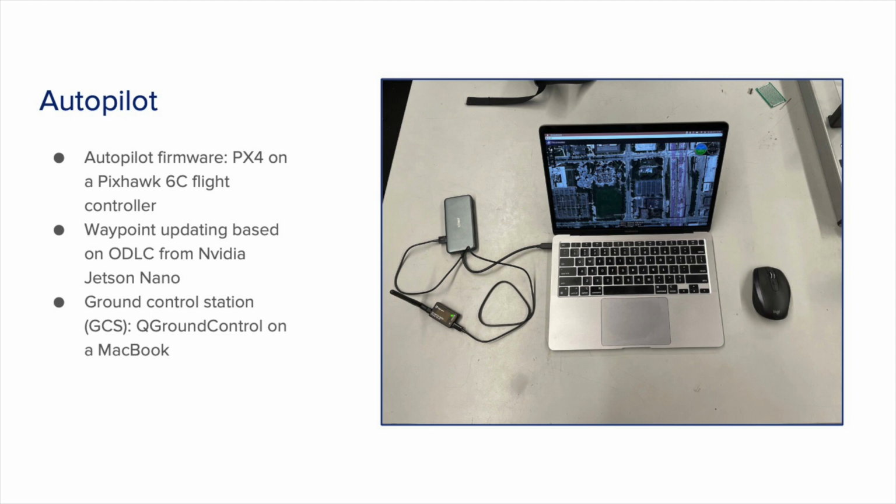In the image here, we have our ground control station with the other SIK radio attached via USB. Our goal is to have waypoint updating based on the ODLC system from the Jetson Nano to take control of the drone and then move to where we needed to be for the mission. Next section will cover obstacle avoidance.